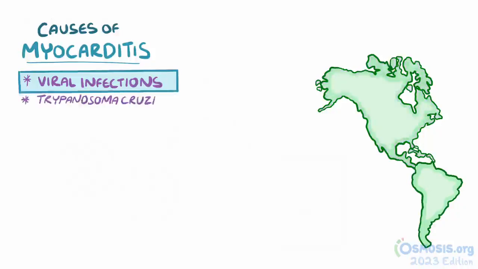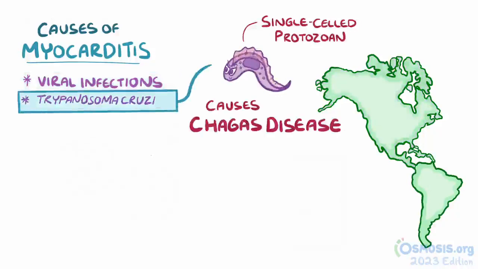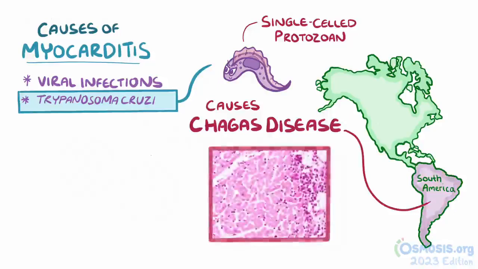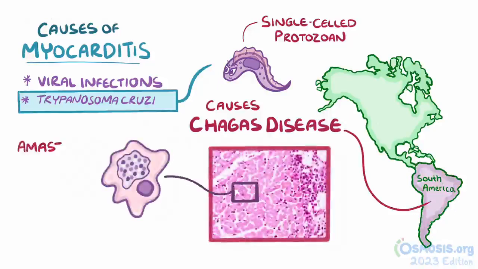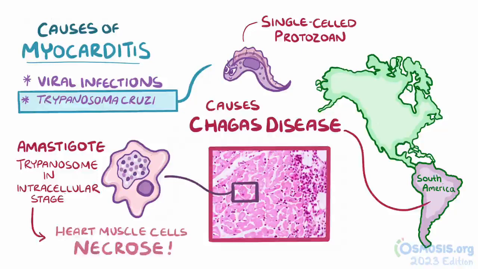One of these is Trypanosoma cruzi, a single-celled protozoan that causes Chagas disease throughout South America. In Chagas disease, under a microscope, it's possible to see groups of amastigotes within the heart muscle cells, which are trypanosomes that are in the intracellular stage. As a result, the heart muscle cells necrose or die.